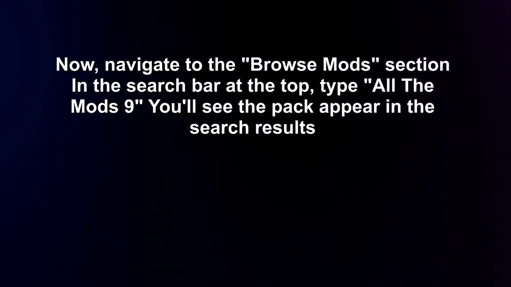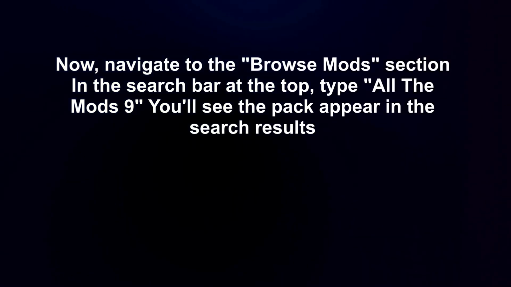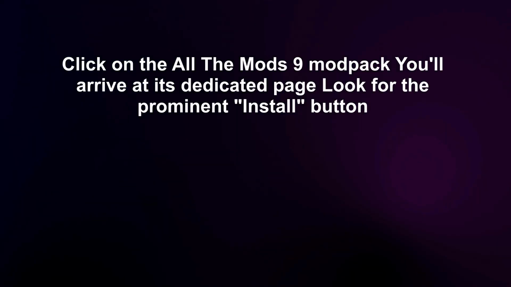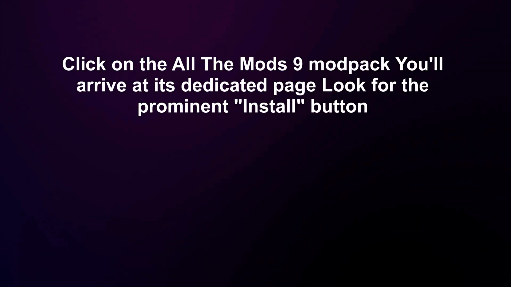Now, navigate to the Browse Mods section in the search bar at the top. Type All the Mods 9. You'll see the pack appear in the search results. Click on the All the Mods 9 mod pack. You'll arrive at its dedicated page.